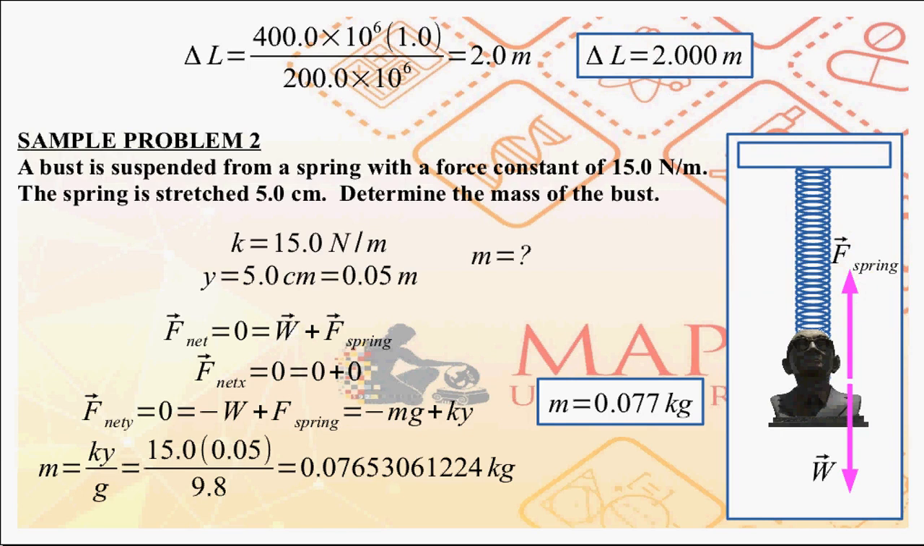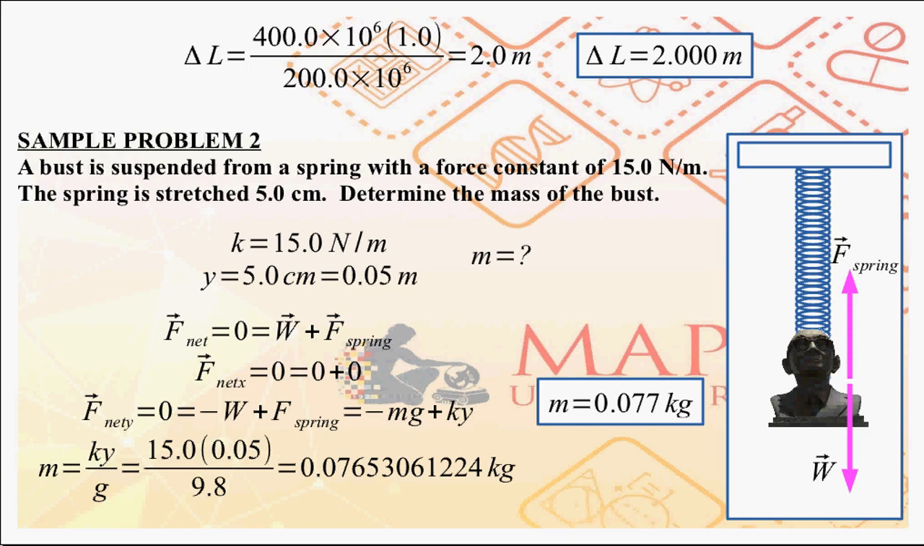Next up, we have sample problem number 2. A bust is suspended from a spring with a force constant, or spring constant, of 15 Newton per meter. So you have a bust suspended from a spring. Because of the weight of the bust, the spring will be stretched. As a result, the spring will react by applying spring force, F spring.